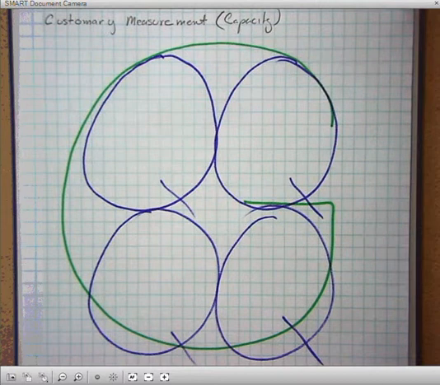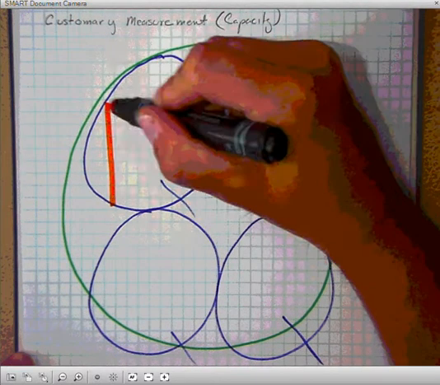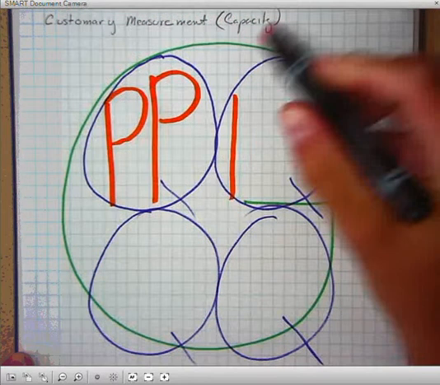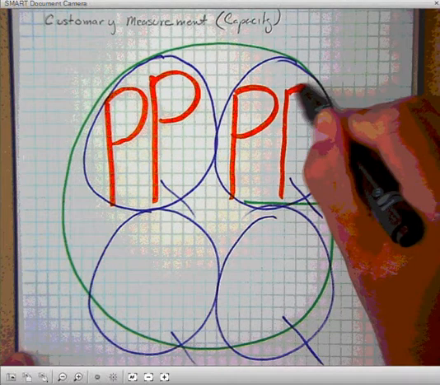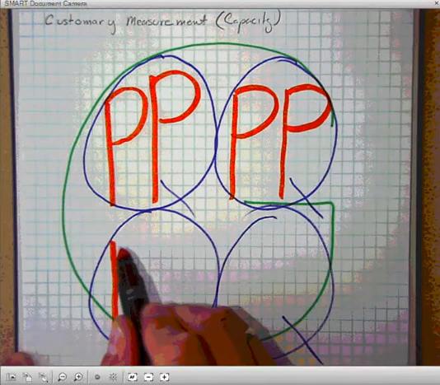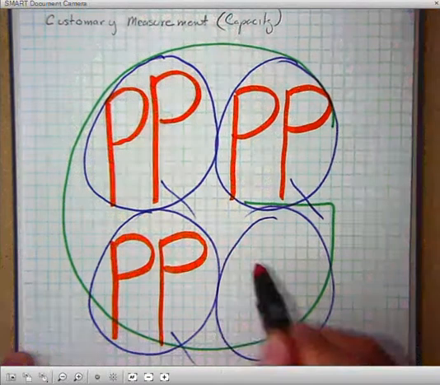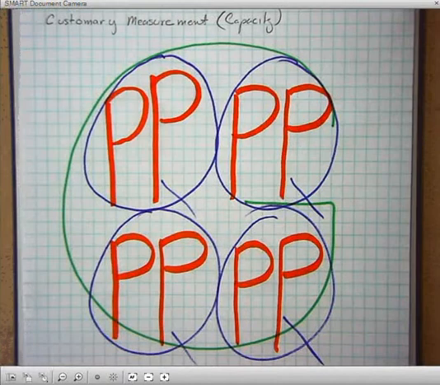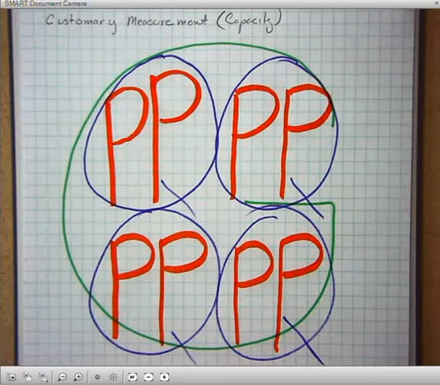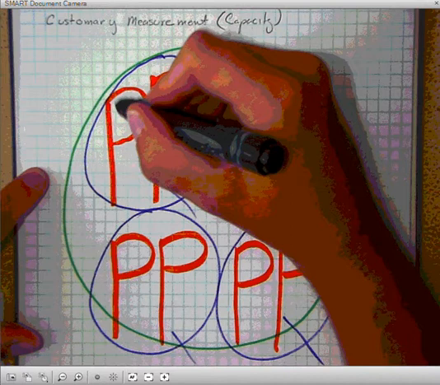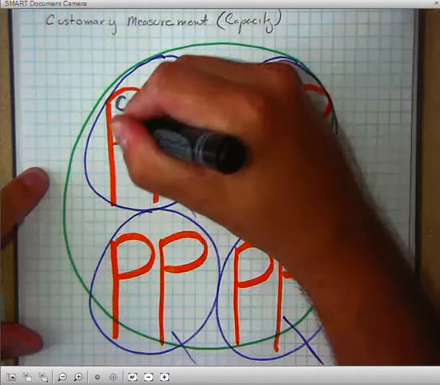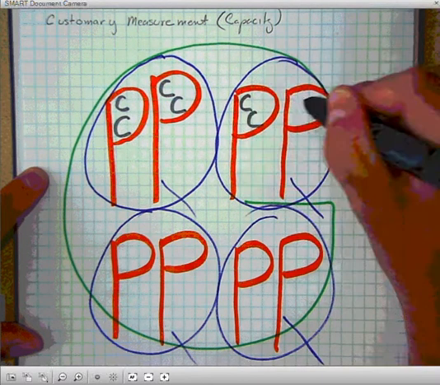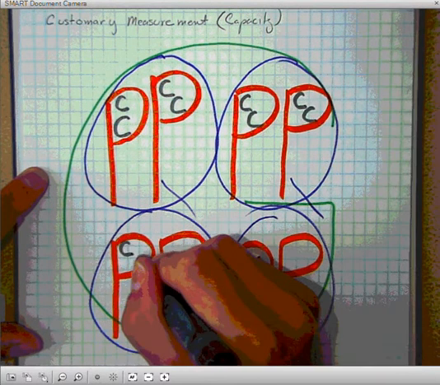Each of the queens has 2 princes. So inside each of the Q's, there are 2 princes. And each of the princes had 2 children. So inside each of the princes, inside each of the P's, draw 2 C's for children.